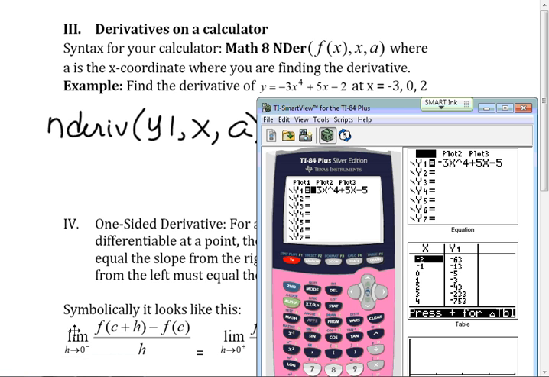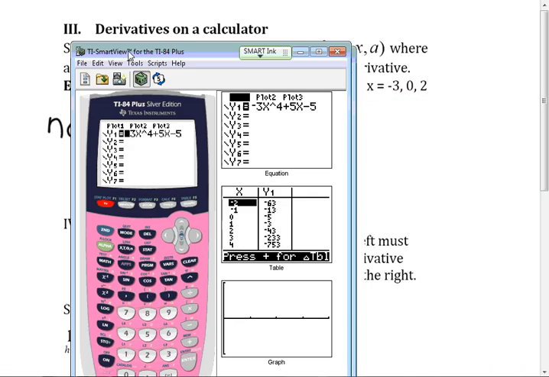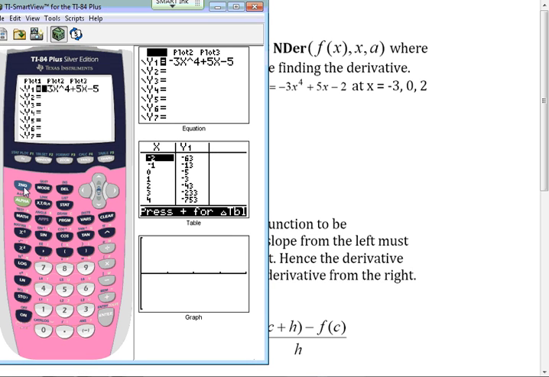Okay, so do you remember where n derive is? Math 8. I'm going to move this over here. So I'm going to quit. I'm going to type math, and it's 8. On the Inspire, you type in n derive, or you actually use a little derivative symbol.